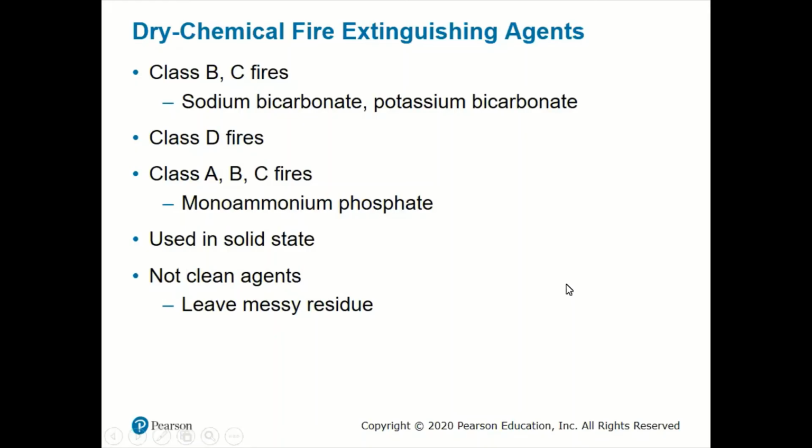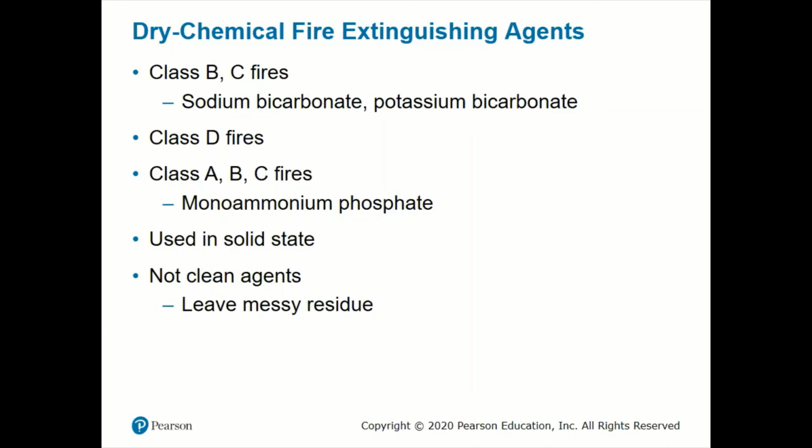We started to look here at the dry chemical fire extinguishing agents, and we noted that they kind of fell into categories based upon what kinds of fires they could put out. So your classic bicarbonate substances were good for B fires and C fires, but not so great for A. Your Class D fires have their own kind of dry chemical fire extinguisher. We'll talk about those more in a second.